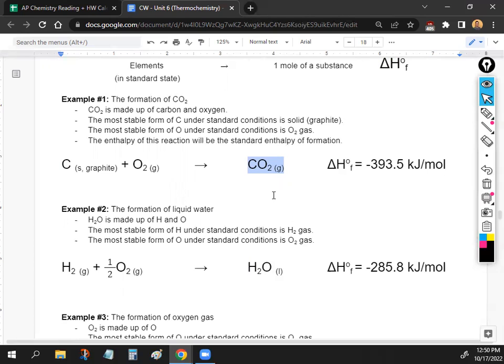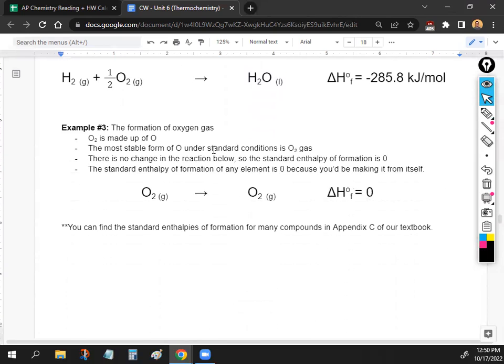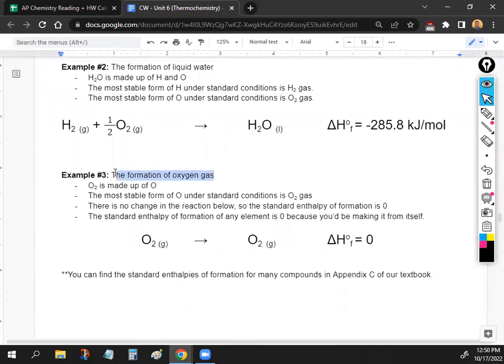Okay, so one special case I do want to tell you about is what if you're making the most stable form of that molecule? Here, O2 is made out of only oxygen, right? The most stable form of oxygen is O2 gas. So if you're trying to produce a molecule that's already the most stable form, the standard enthalpy of formation will always be 0. And if you want to find the enthalpies of formation of compounds, you can look at Appendix C of the textbook. You'll probably need to use that for your homework.